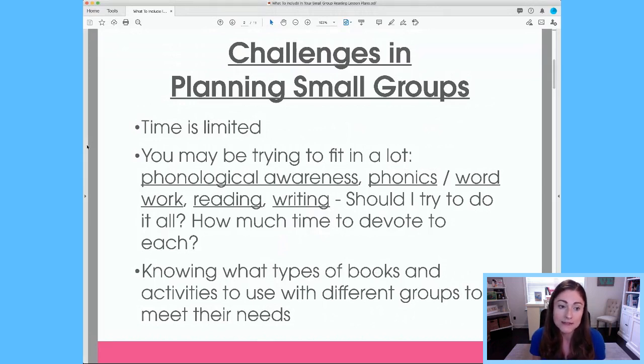Another challenge is that you may be trying to fit a lot into your small groups. So you may have heard people talk about putting in phonological awareness, phonics or word work, reading and writing. So then maybe you're asking yourself, well, should I try to do it all? How much time to devote to each, right?